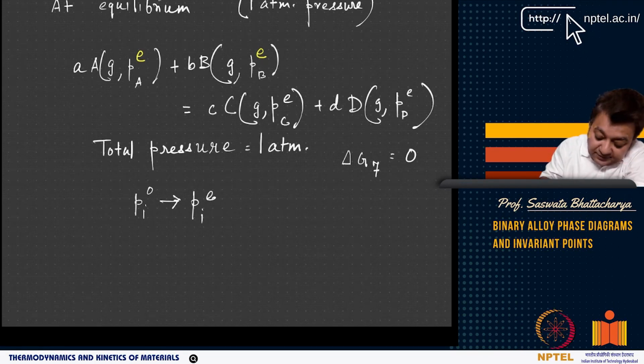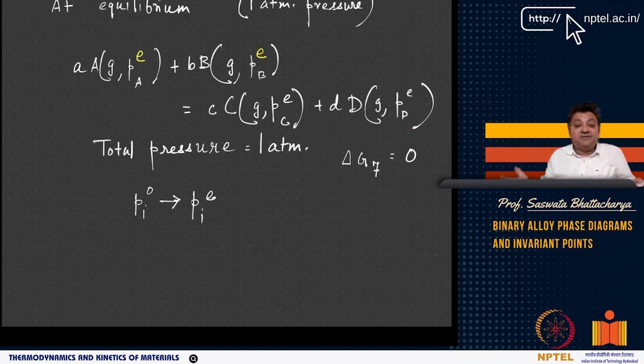Equilibrium partial pressure of component A. This is the equilibrium partial pressure of component B, and that of C and D. And this G indicates vapor phase, and they are combining. If they are combining with a total pressure of 1 atmosphere, then the change in free energy for this reaction is equal to C, right?